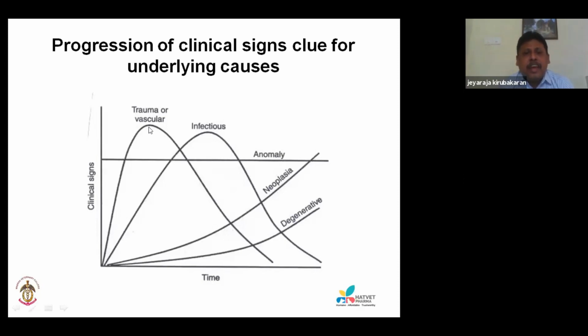So once you see an acute sign, and that sign is improving in the coming days, then you can think about trauma. The same thing holds good for infectious. Whereas if the signs keep on deteriorating over a period of time, it can be a neoplasia or a degenerative disease. If it is metabolic, you see some waxing and waning of signs like this. Suppose it's an insulinoma, if there is hypoglycemia, then you will have the nervous signs, and once it is not there, you don't see those signs.